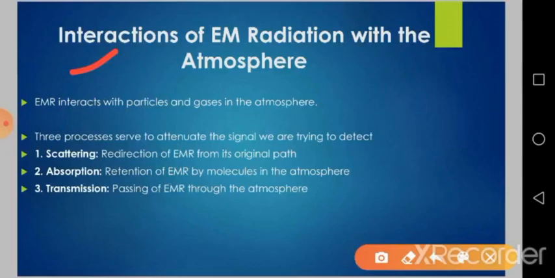There are three basic phenomena that take place when the electromagnetic radiation passes through the atmosphere, namely scattering, absorption, and transmission. Scattering is nothing but redirection of the electromagnetic radiation from its original path. Absorption is nothing but retention of electromagnetic radiation by molecules in the atmosphere. And transmission is nothing but passing of electromagnetic radiation through the atmosphere. So this is very much important for us.